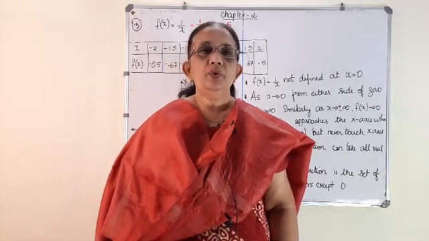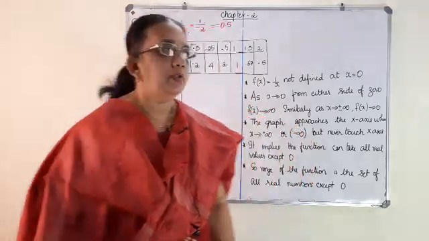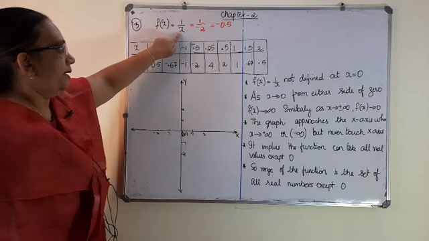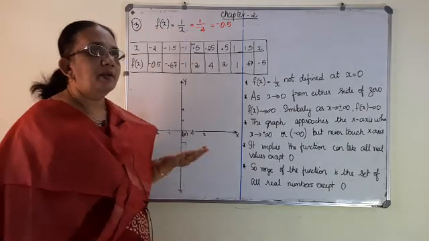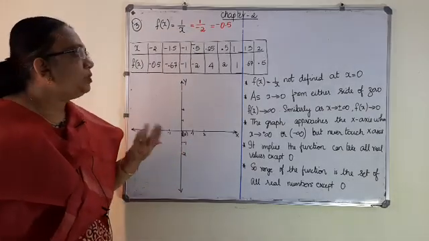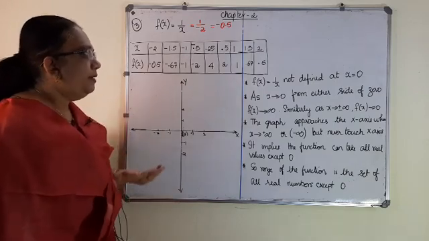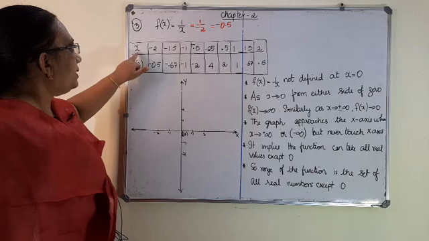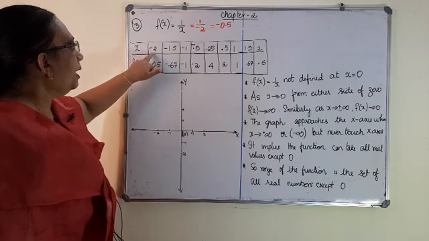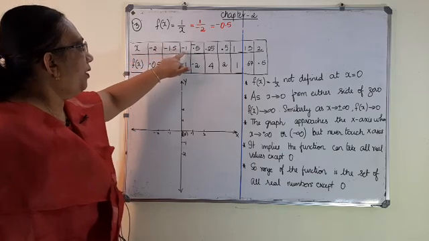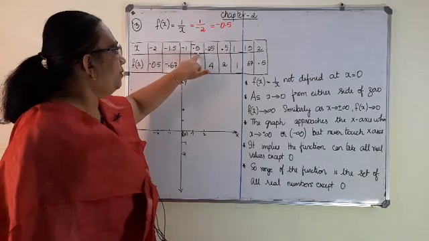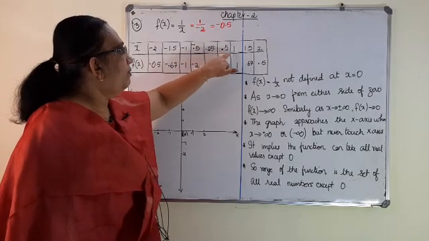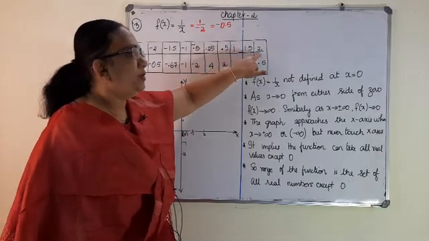Now today we are going to discuss a new function, f of x is equal to 1 by x. What will be the domain and range of this function, how to plot the graph, what are the limitations, and so on. Now I have taken some points: x is equal to minus 2, minus 1.5, minus 1, minus 0.5, 0.25, 0.5, 1, 1.5 and 2.